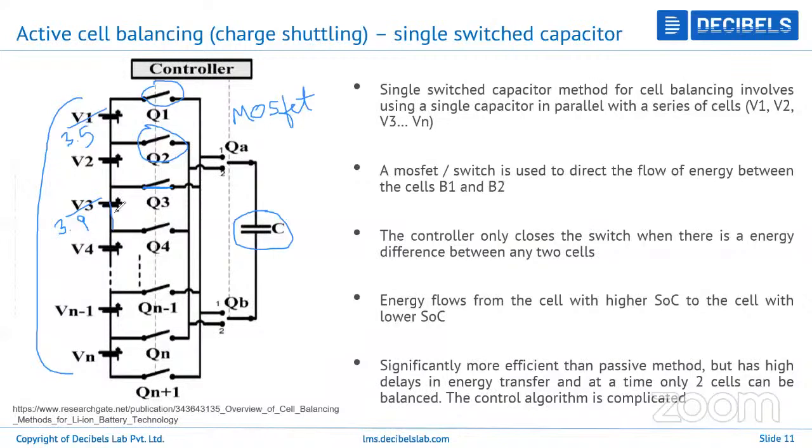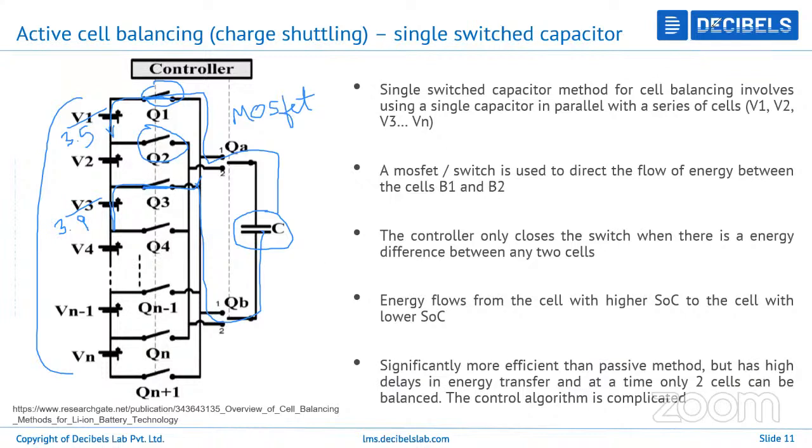V3 will then discharge through Q3, go through the capacitor. Okay, and when the capacitor is filled, Q3 will then disconnect, which means Q3 will open, and the capacitor will then discharge and go to V1. At that point in time, switch Q1 will close. Yeah, so this is how active cell balancing can be performed through a capacitor.